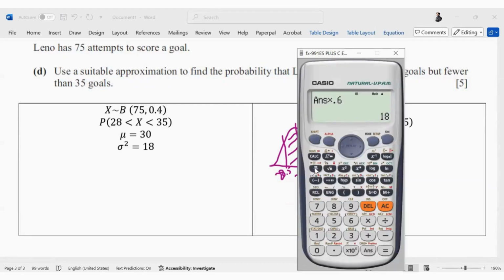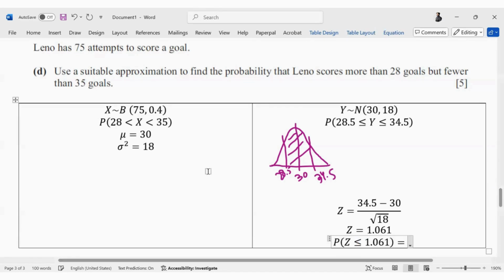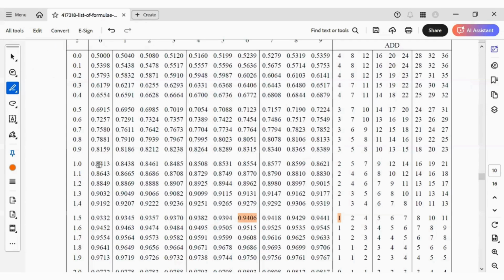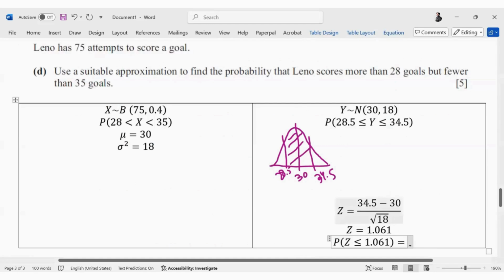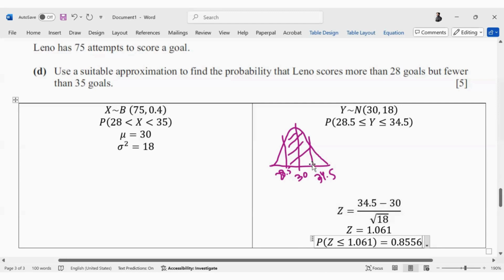So 2.5 upon square root of 18 is 1.061. Probability Z is less than or equal to 1.061. I will take the help of the table. 1.06 and 1 means adding to 0.8556. But this is the probability up to 34.5.